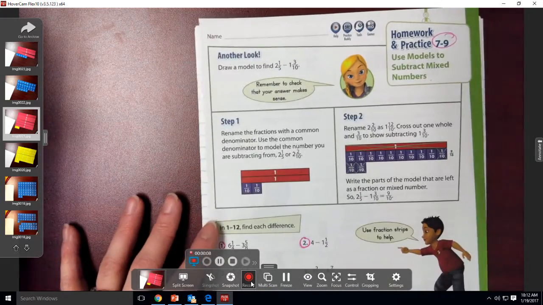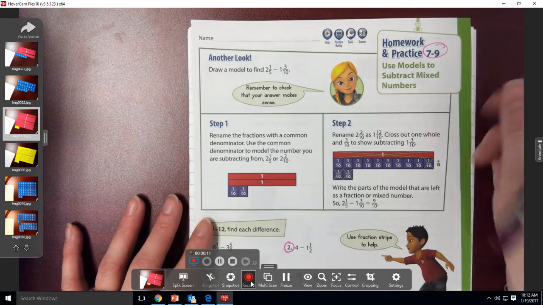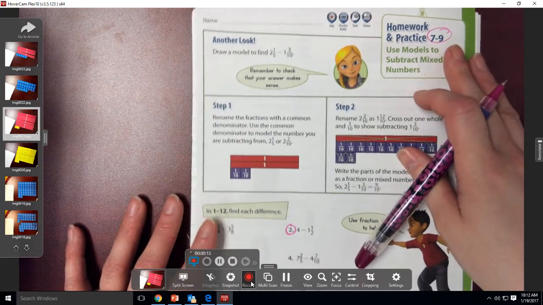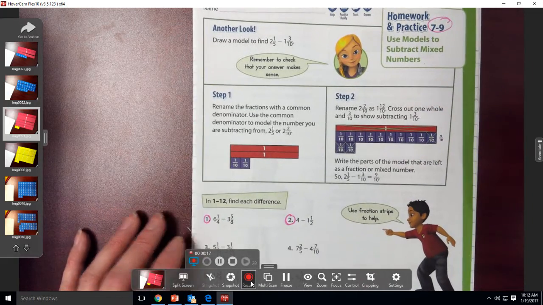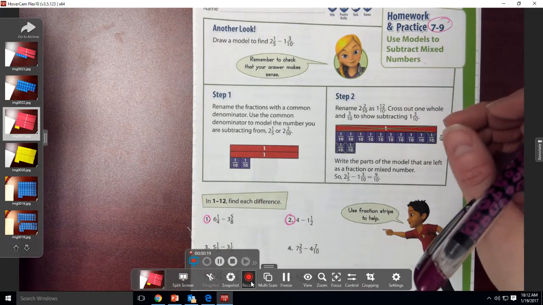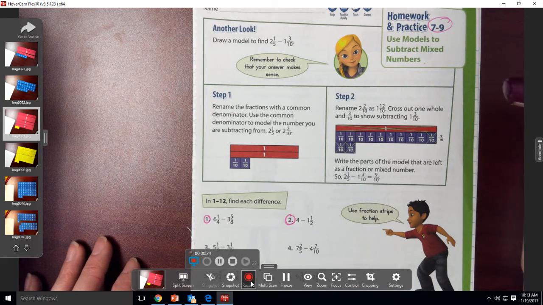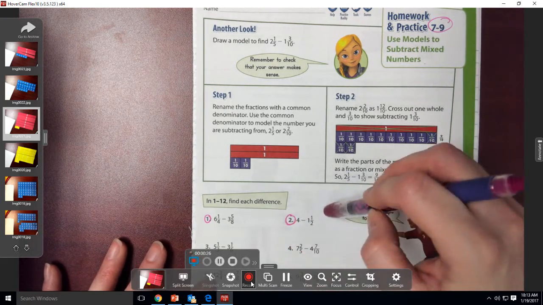So we're going to start off today. We're going to be working on worksheet 7-9 out of the student book. And you can see this is pretty deep into the chapter. So we're going to be using a lot of skills that we've already learned in previous parts of our addition and subtraction of fractions and mixed numbers with unlike denominators chapter. We're going to be working on number 1 and 2 today.